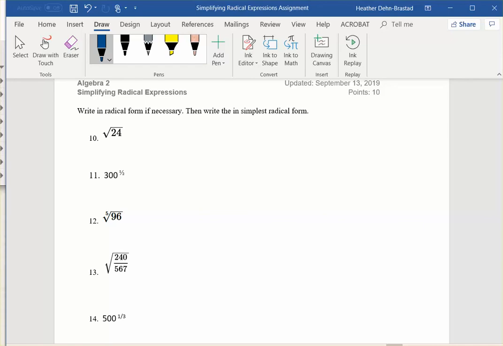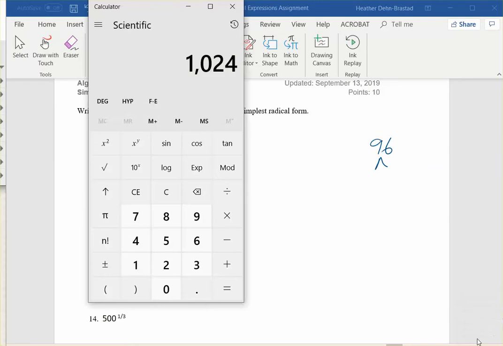But what about something like 12? It says the 5th root of 96. This is already in radical form, but they're saying write it in simplest radical form. Let's write 96 as a product of its factors. So 96, it looks like that is going to be divisible by 3. Let's see what 3 times 32.